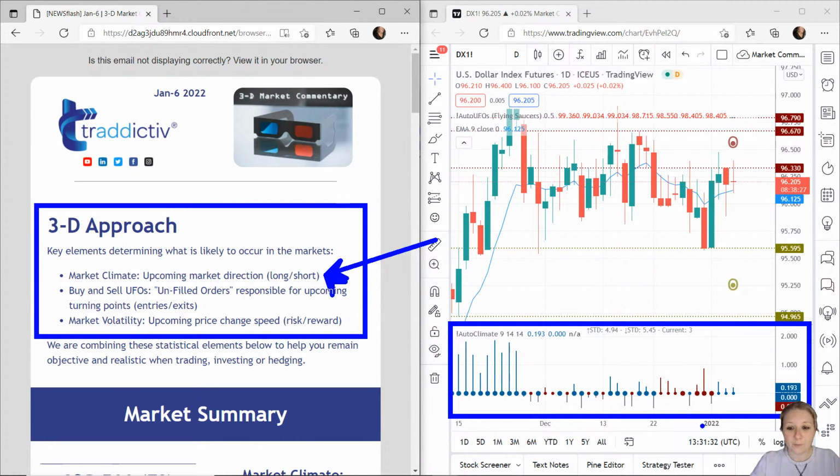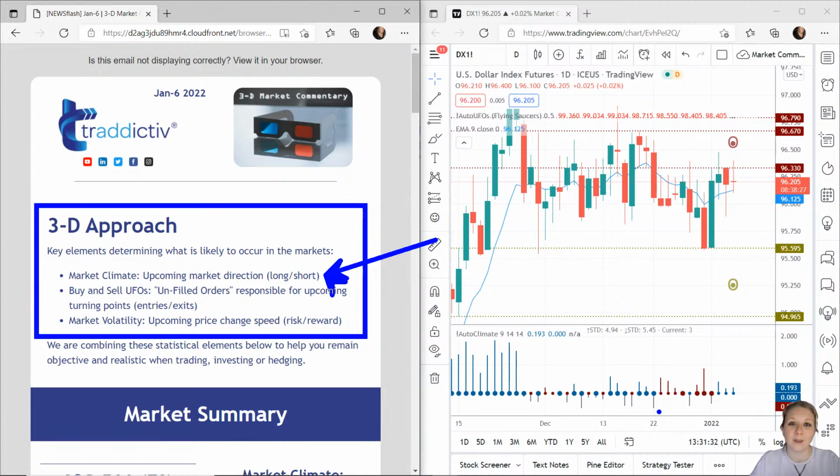So if we had a thick blue dot on our AutoClimate, that tells us probability is upwards. If we had a thick red dot on AutoClimate, that tells us probabilities are downwards. If we had a thin dot of either colour, it tells us not enough probability either way. And so it's one of 3 answers, and then it gives us an idea of whether or not we buy, sell, or do nothing. So we'll look at that per market, where the probabilities lie: up, down, or nowhere.